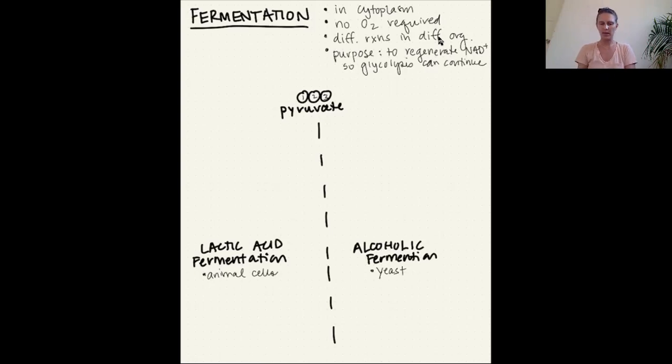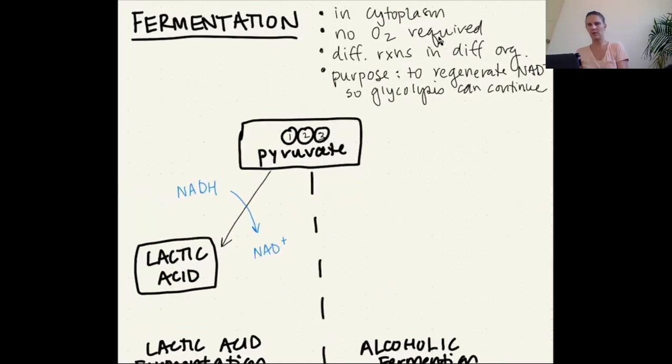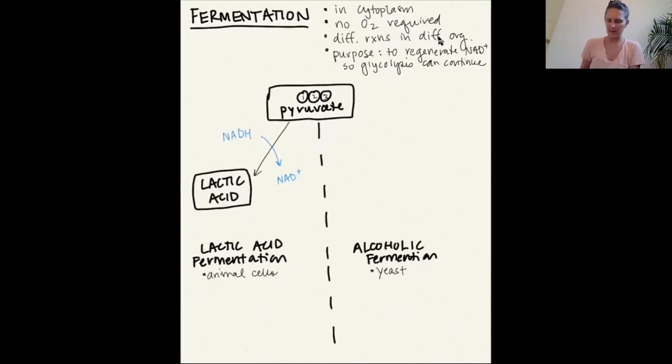So for this process, let's talk about lactic acid fermentation first. So pyruvate in the cytoplasm is converted to lactic acid, right? So we have pyruvate and it gets converted to lactic acid. And in the process of that, NADH turns into NAD+, right? And that's an oxidation. Remember, you're going to remove the H. So that's an oxidation. And that's it.